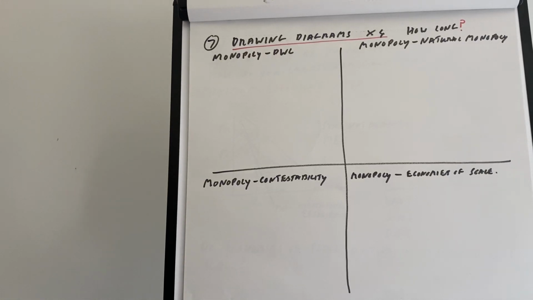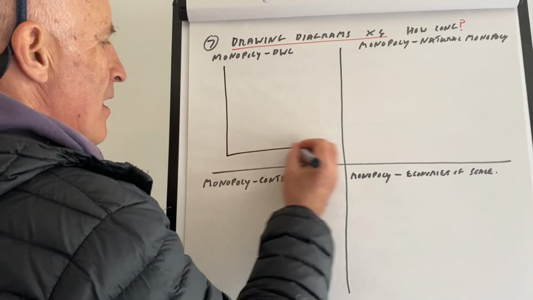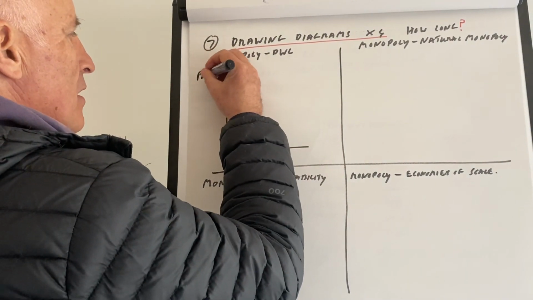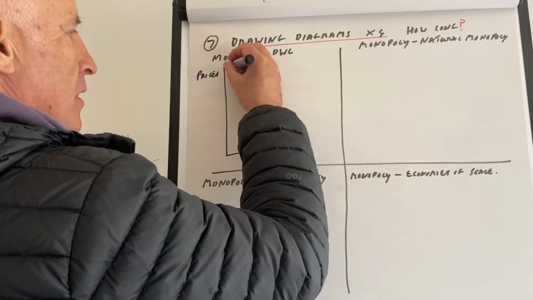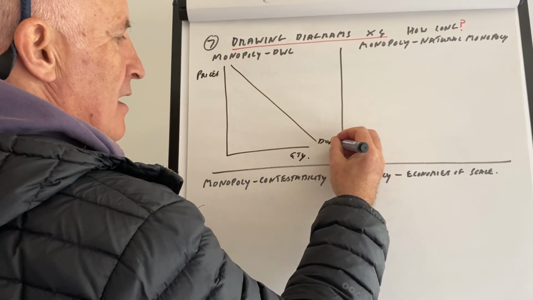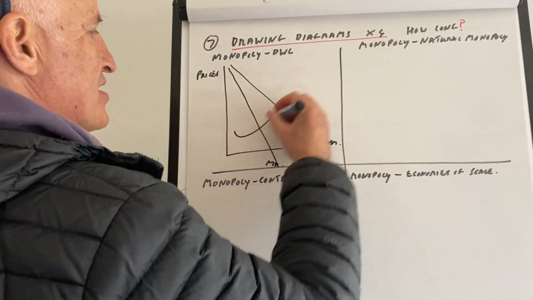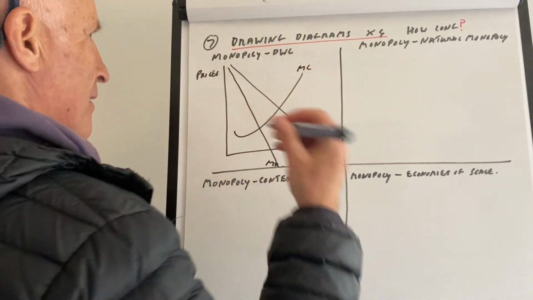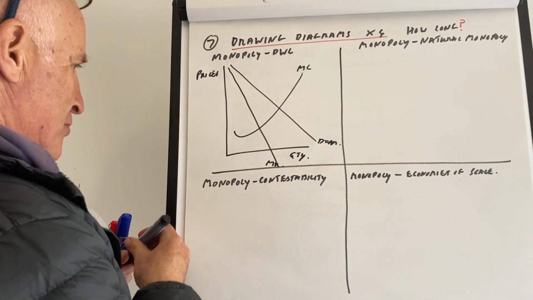Okay, so let's see how long it takes me to draw the 4 diagrams. Of course, in an exam, I would also need to be able to explain the diagrams on here. D equals AR. So on this one, I would be explaining deadweight welfare loss, which is a loss of consumer surplus and producer surplus.